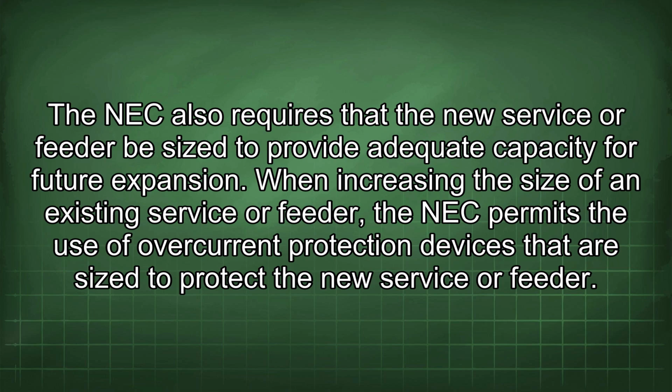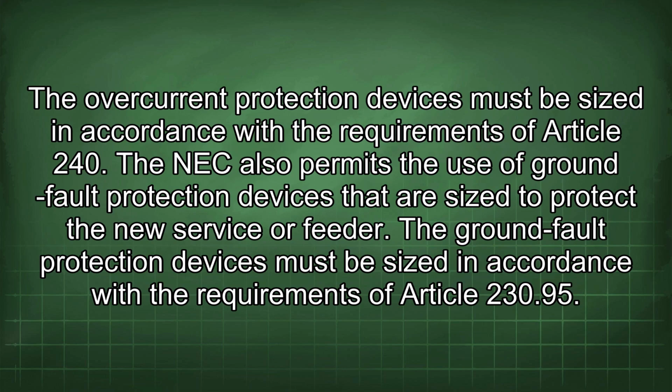When increasing the size of an existing service or feeder, the NEC permits the use of overcurrent protection devices that are sized to protect the new service or feeder. The overcurrent protection devices must be sized in accordance with the requirements of Article 240. The NEC also permits the use of ground fault protection devices that are sized to protect the new service or feeder. The ground fault protection devices must be sized in accordance with the requirements of Article 230.95.